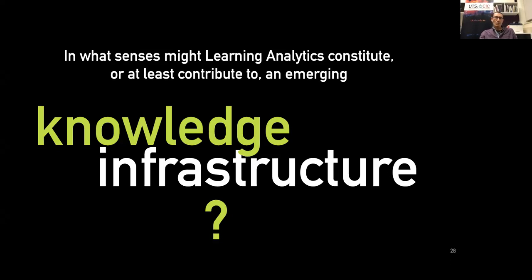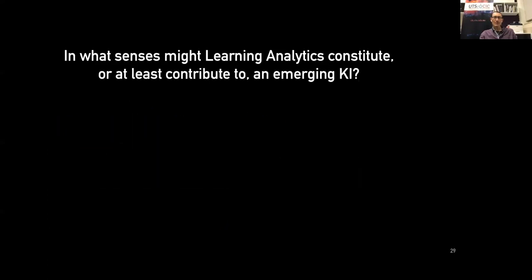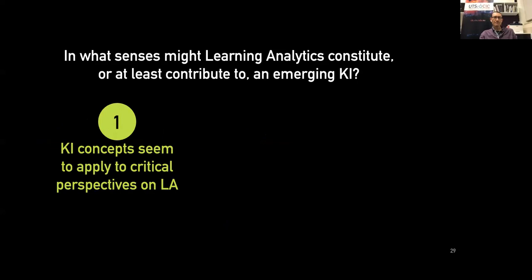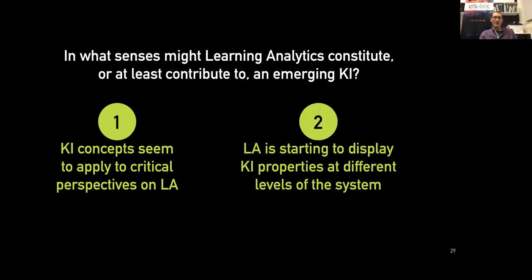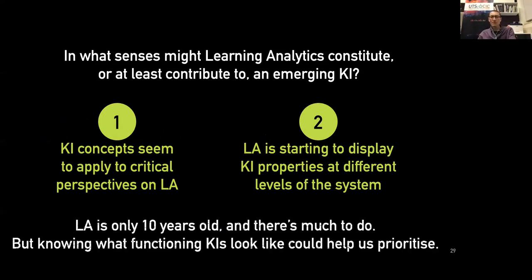So, in what senses might we think of learning analytics as constituting, or at least contributing to, an emerging knowledge infrastructure? Let me give you some examples. Firstly, I think that knowledge infrastructure concepts seem to apply to the way that a lot of people are now thinking about learning analytics from a critical perspective, and I've given you a little taster of some of those. And secondly, that learning analytics is starting to display knowledge infrastructure properties at different levels of the system. And I'll show you some examples of that.